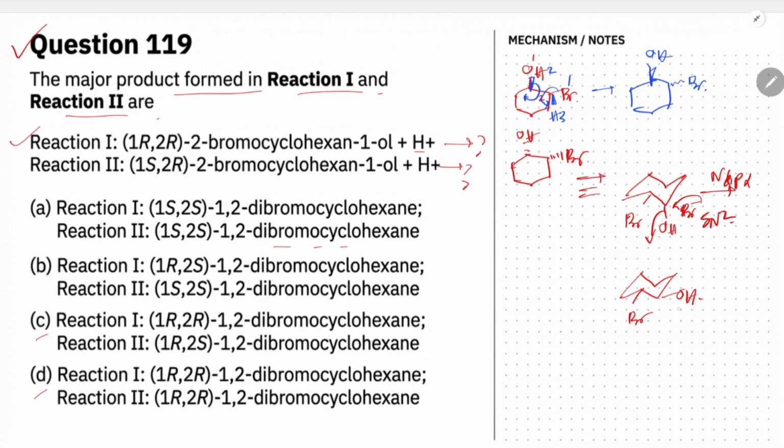So the final product: this is 1, this is 2, so hydrogen, 3; 1, 2, 3 is clockwise, with the 45 degree group down, which means R configuration. And for the bromine, this is 1, this is 2, 1, 2, 3 anti-clockwise and the 45 degree group up, that is also R. So both are R, so the final answer will be D.